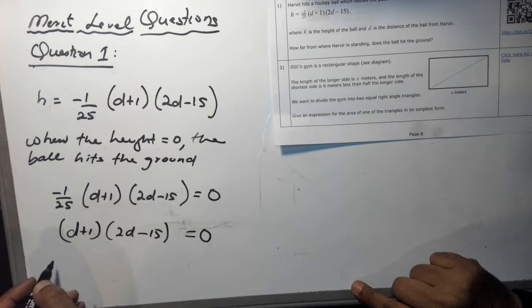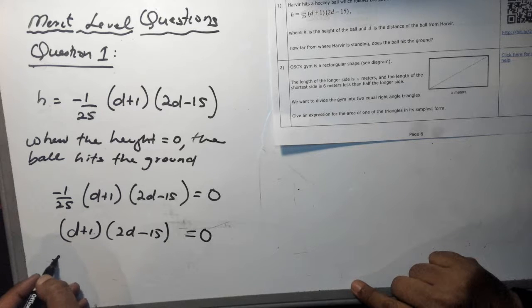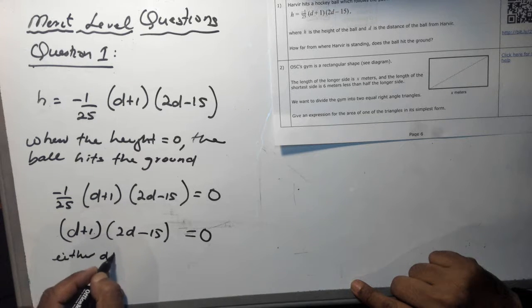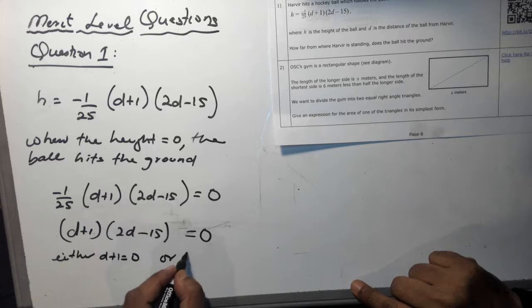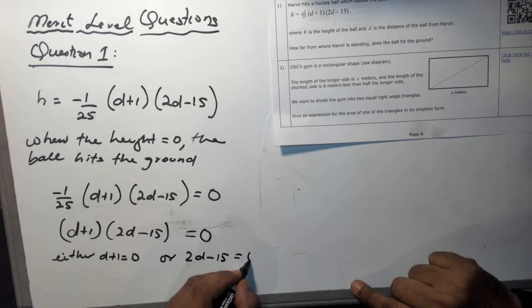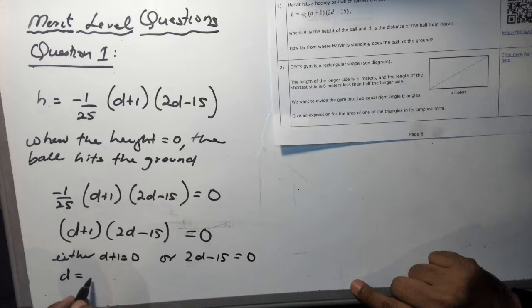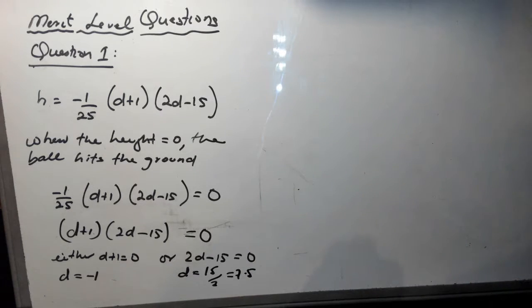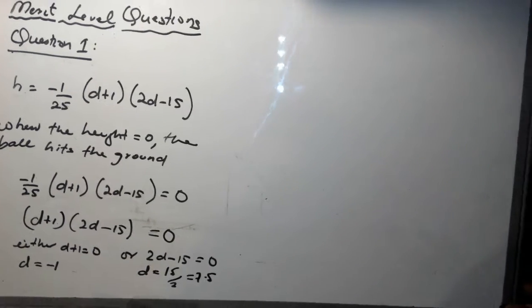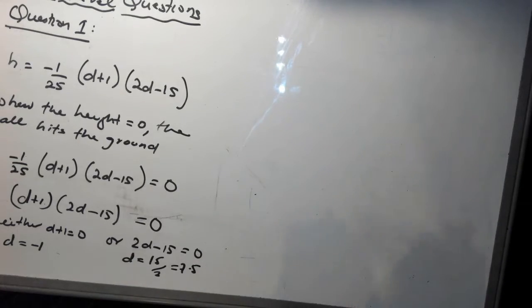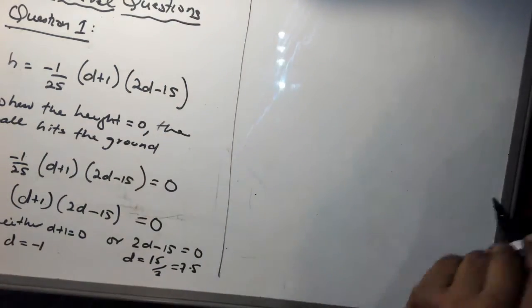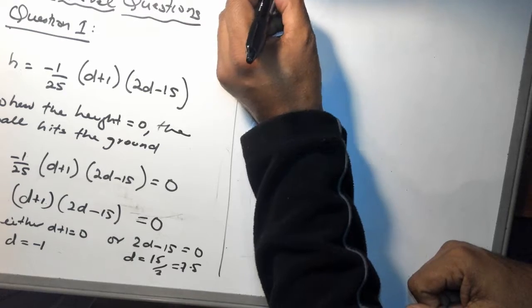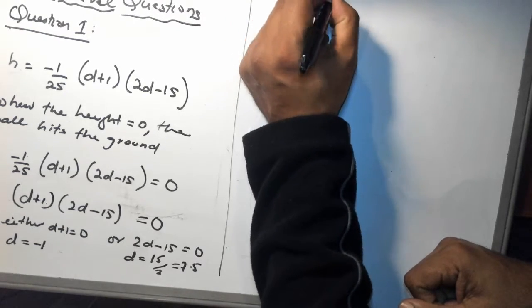So now I can say either d + 1 = 0 or 2d - 15 = 0. So d over here is going to be -1, and over here d is going to be 15/2, which is equal to 7.5. So I can say that d is equal to 7.5 meters.